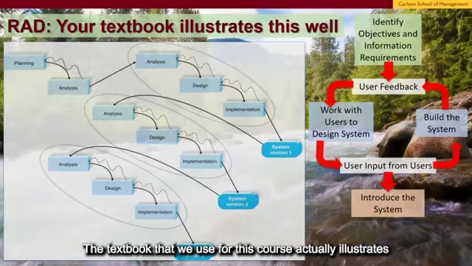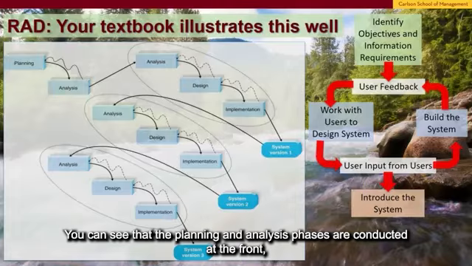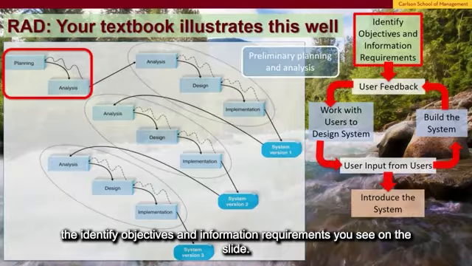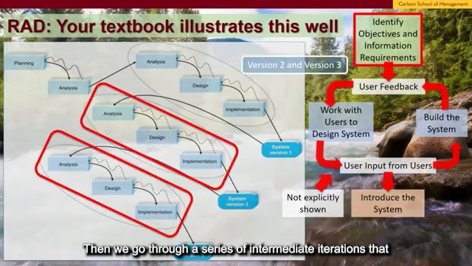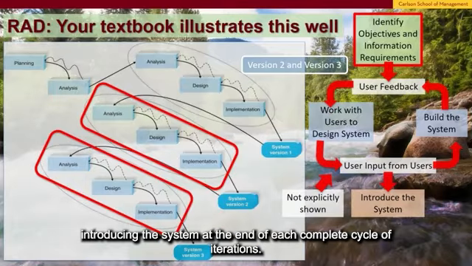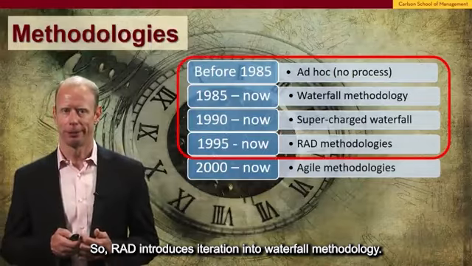The textbook that we use for this course actually illustrates this slightly differently and quite well. You can see that the planning and analysis phases are conducted at the front, and this maps roughly to the identify objectives and information requirements you see on the slide. And then we go through a series of intermediate iterations that represent the intermediate versions of the product, introducing the system at the end of each complete cycle of iterations. So RAD introduces iteration into waterfall methodology.